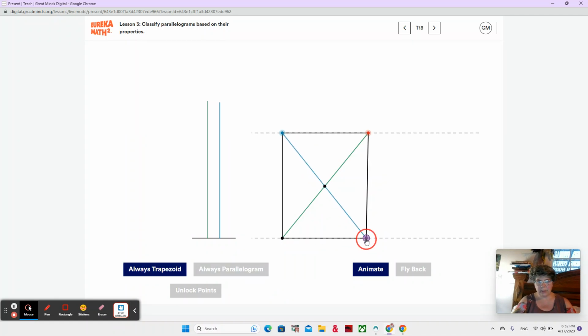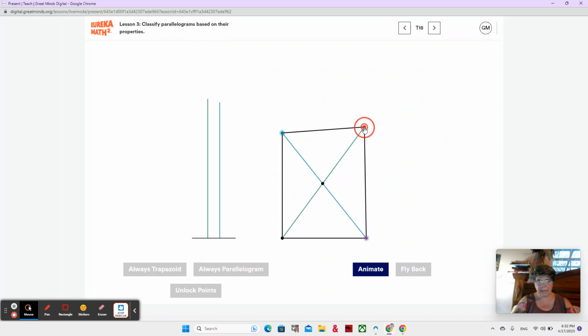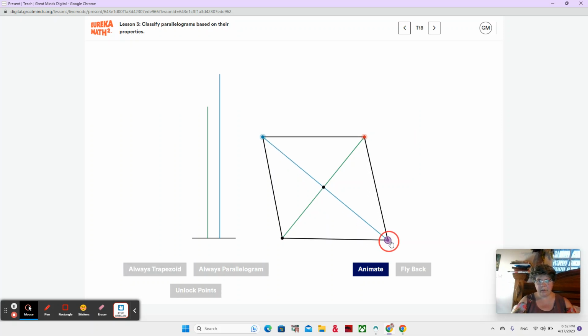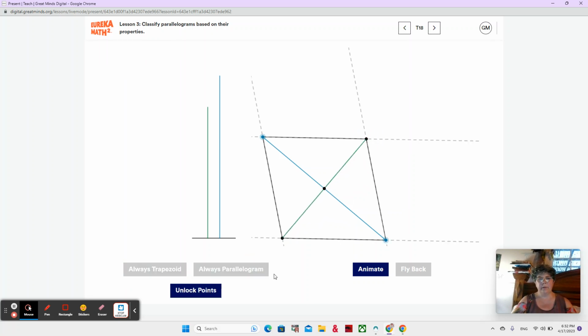It's a little challenging. I'm not sure why they don't just have it for us already as a parallelogram. That would be nice, wouldn't it? Okay, we'll make it a trapezoid first, and then we need to get the opposite sides parallel to make it a parallelogram. Oh, we can't move that one. Oh, I think it was already there. Okay, there we go. So we're going to mark it always a parallelogram.